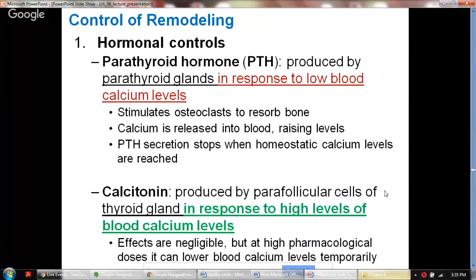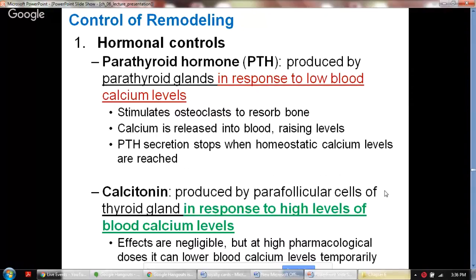And when osteoclasts get activated, they resorb the bone, and calcium is released into the blood, and that will raise the calcium levels. And once you reach a particular level, the PTH secretion stops with the homeostatic balance, and the calcium levels fall back to the normal level.